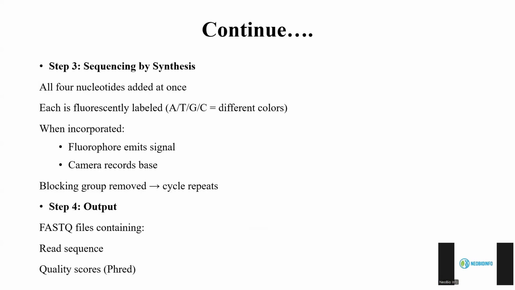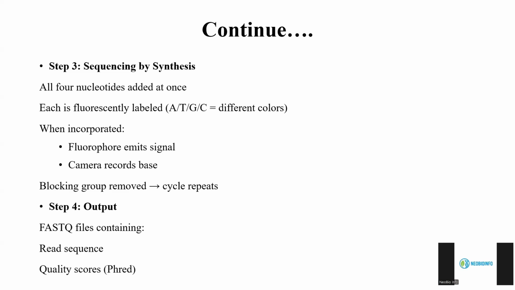The third step is sequencing by synthesis. Four nucleotides are added at once, each fluorescently labeled with a different color. When a nucleotide is incorporated, the fluorescence emits a signal. The camera records the base. It records the signal on the basis of color. So on the basis of color, it detects the nucleotide, as we have discussed before: each nucleotide has an individual color, and on the basis of color, it is sequenced. The blocking group is removed and the cycle repeats.